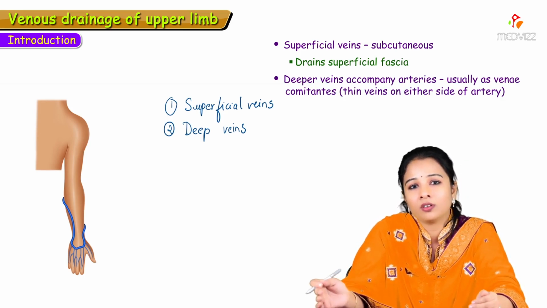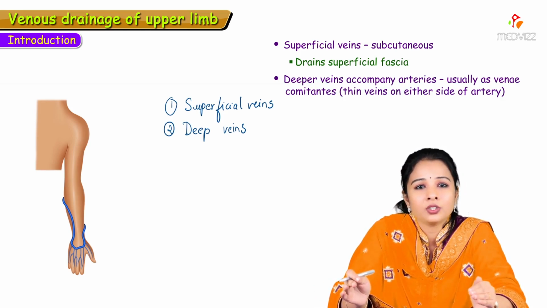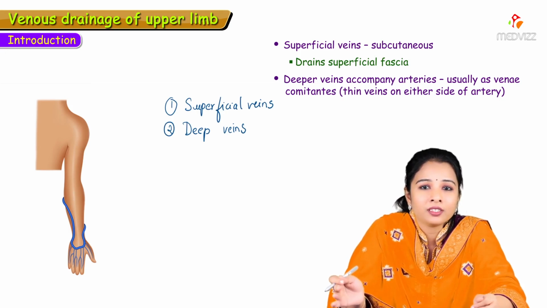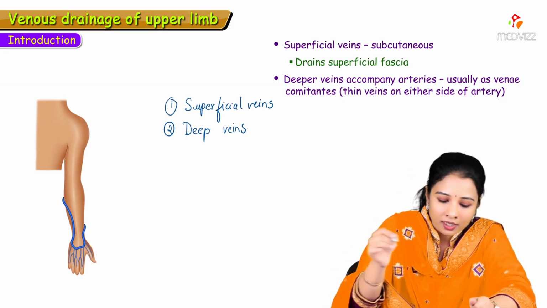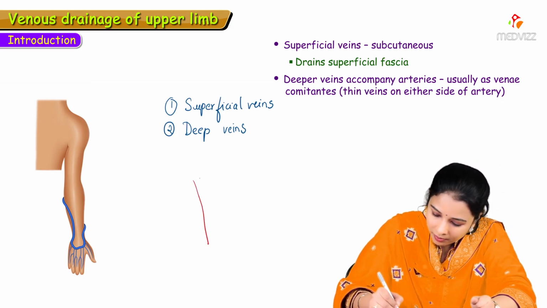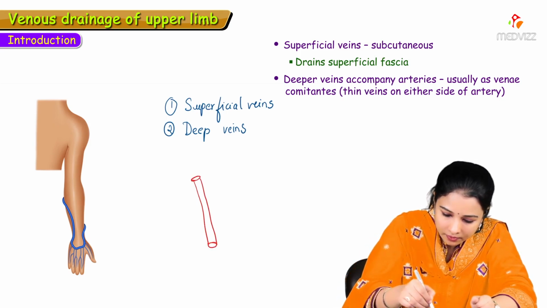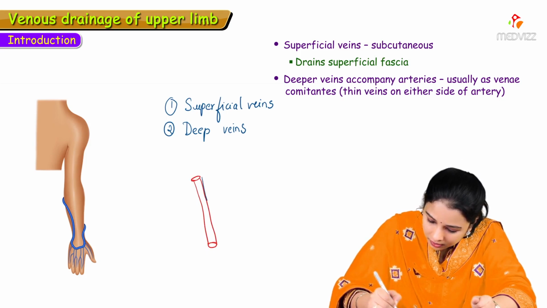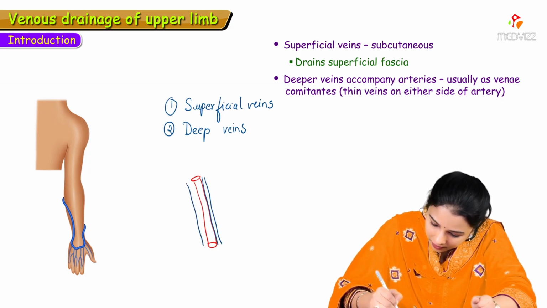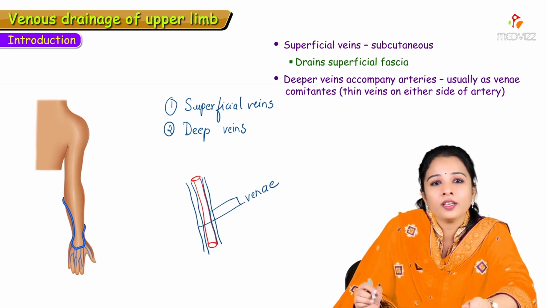So these deep veins always accompany the arteries, which are deeply situated, and they are usually present in the form of venae comitantes. So what are venae comitantes? If we see an artery, for example I am drawing a radial artery here, the veins are present on either side of the artery. These thin veins present on each side of the arteries are called venae comitantes.